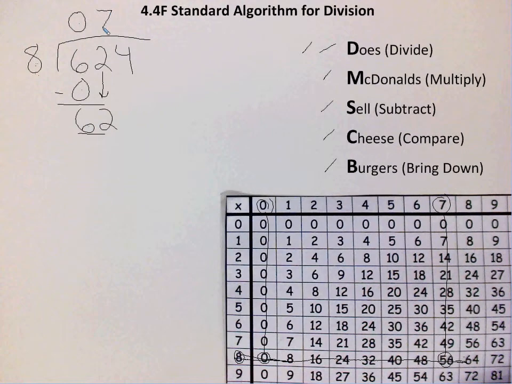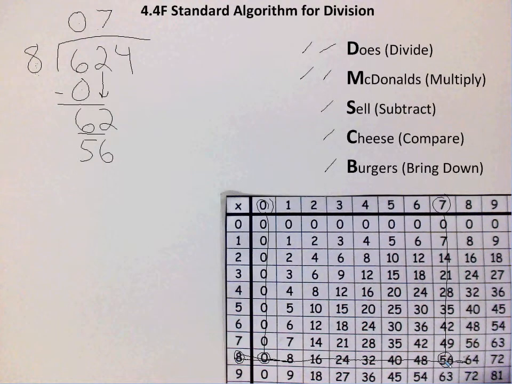Now I write my answer up here. Every time I divide, my answer is going to go up top. That's where the quotient's at. My next step is to multiply. I'm going to use the answer from my last step, which was 7, and multiply it with the divisor, which is 8. And 7 times 8 is 56. And as you notice, when I multiply, I'm getting the same answer I've seen on my multiplication chart over here.